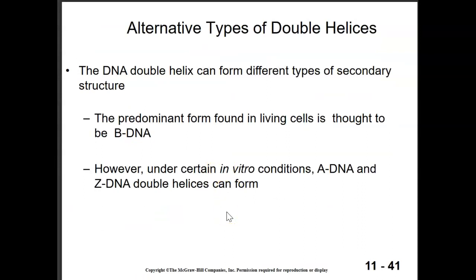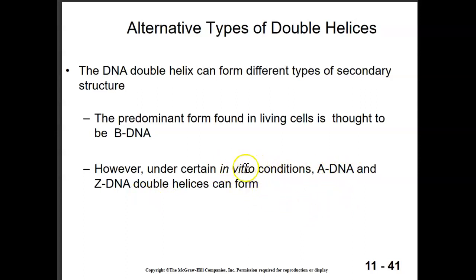So there are different types of helices. We've looked at DNA as an alpha helix, but there is also B DNA and Z DNA. DNA is a double helix that can form what we call secondary structures. The predominant form that we find in living cells, even though we know the alpha helix is that simple form that we just looked at, B DNA is present in most living cells. Z DNA and A DNA are a little bit different.